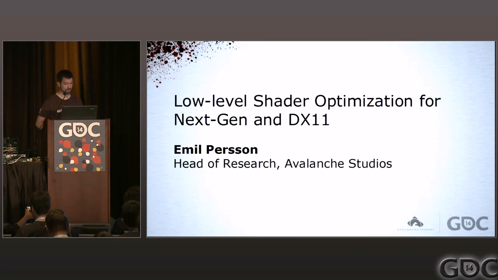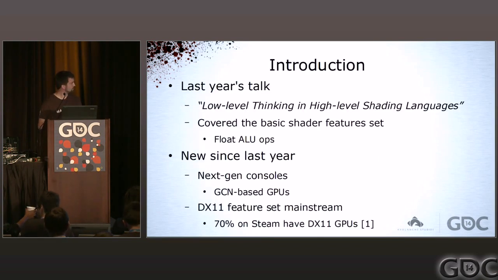If you were at last year's GDC, maybe you were at my talk there, "Low-level Thinking in High-level Shading Languages." This talk is going to be similar in style, and it's going to be a similar kind of optimization we're going to talk about. But it's going to be more focused on the next generation of consoles and DX11, and in particular the GCN architecture.